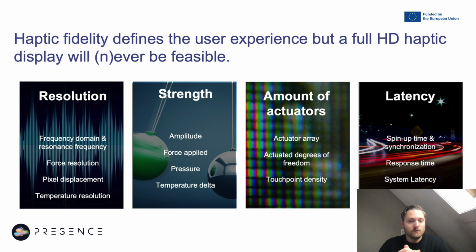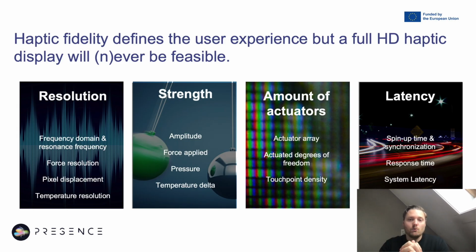Then obviously if you look at force feedback, you have force resolution. So what is the increment in newtons that I can feel? Is that per step an increase of like 5 newtons, or per step an increase of 0.3 newtons? That is your force resolution. For contact systems, you have something we call pixel displacement. So what is the actual amount of skin that can be stretched? And for temperature, obviously it's temperature resolution. So what's the difference in temperature? If you have big steps, we call it low temperature resolution. If you have small steps, it's high temperature resolution.